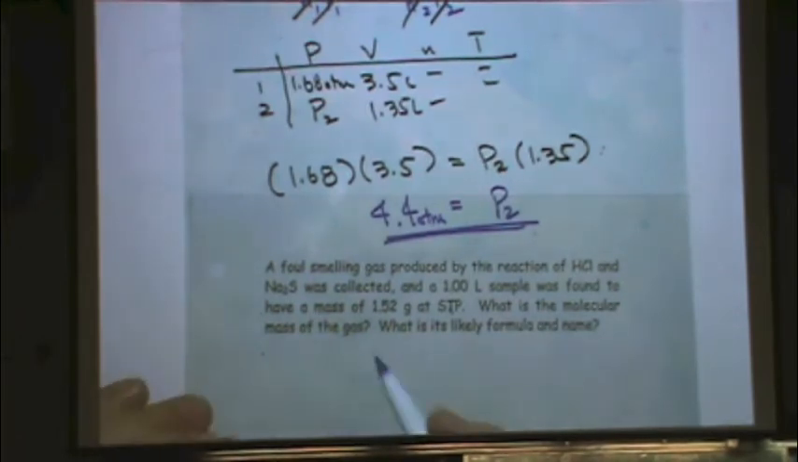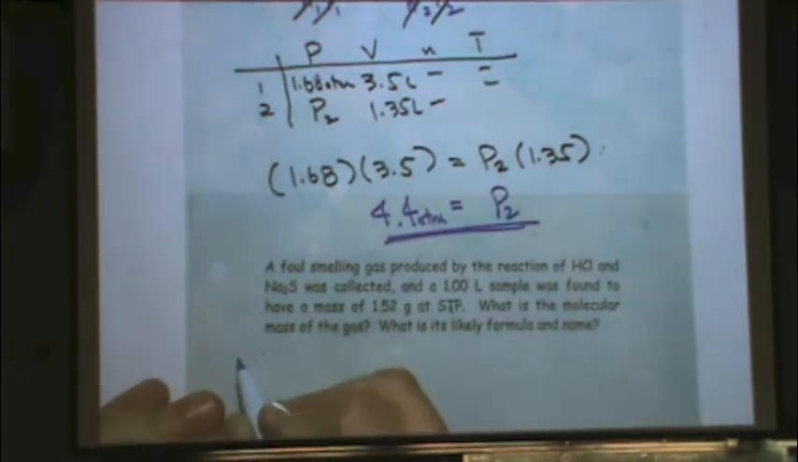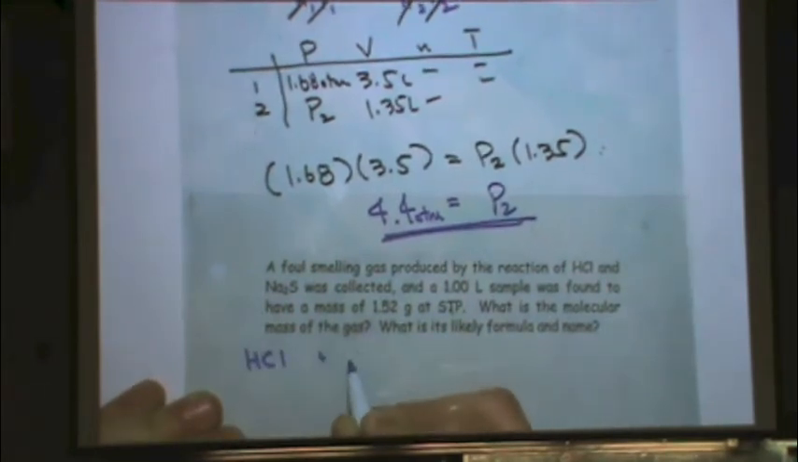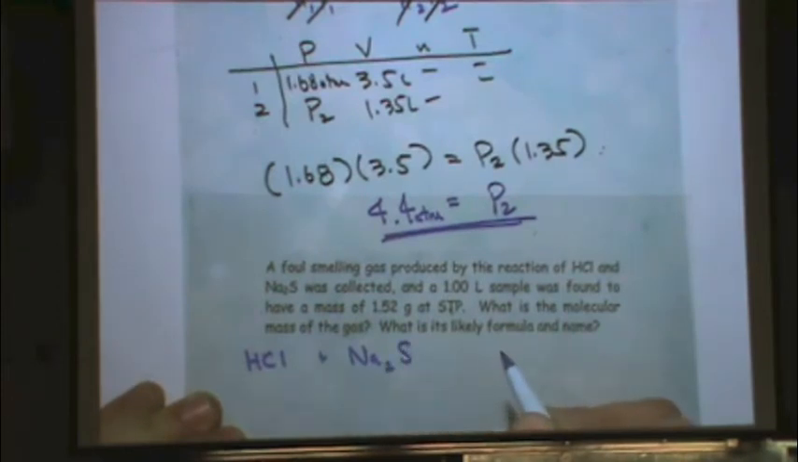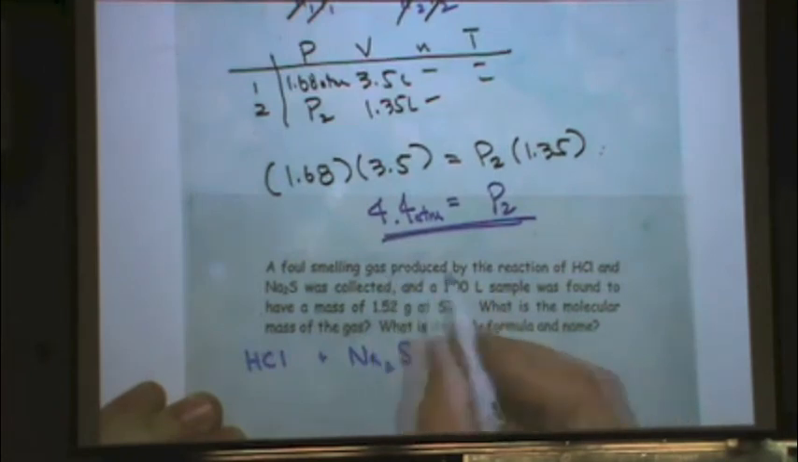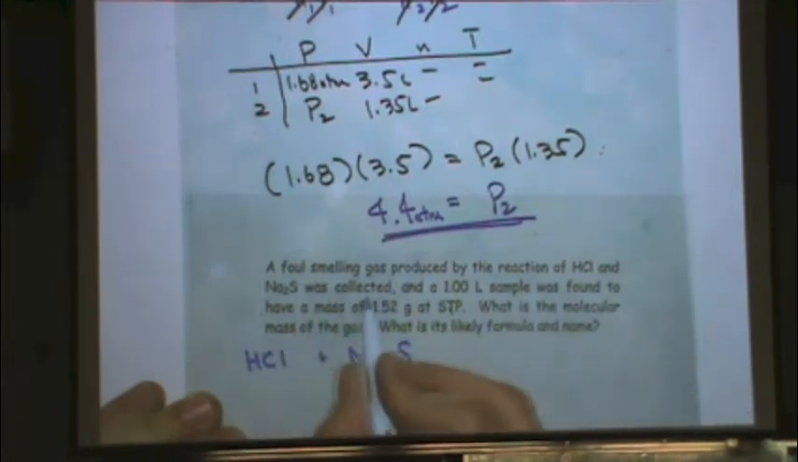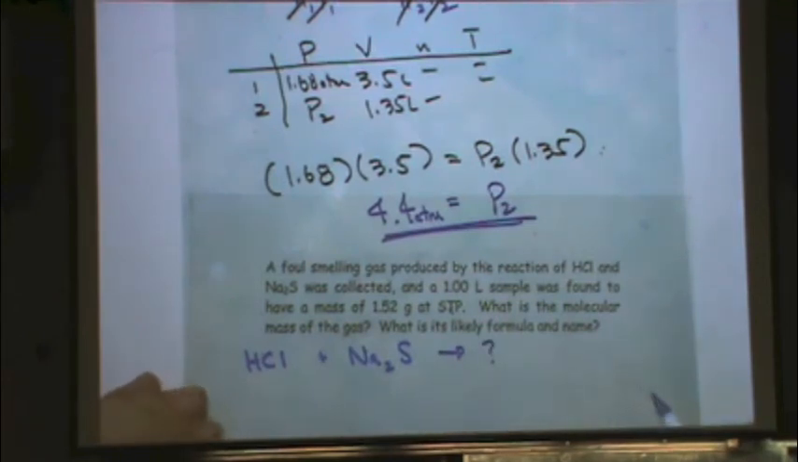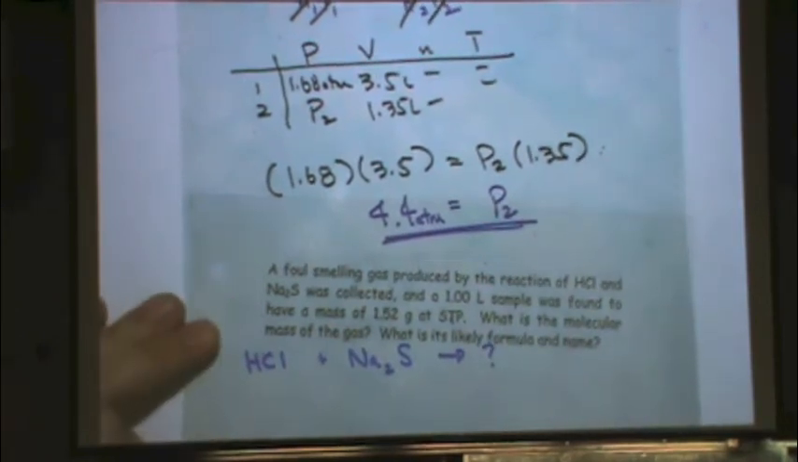First let's write down the reaction, see what we have going on here. We have HCl plus Na2S. The foul smelling gas was collected, produced by this reaction, okay? So we want to know the molecular mass of the gas, likely formula, name, etc.